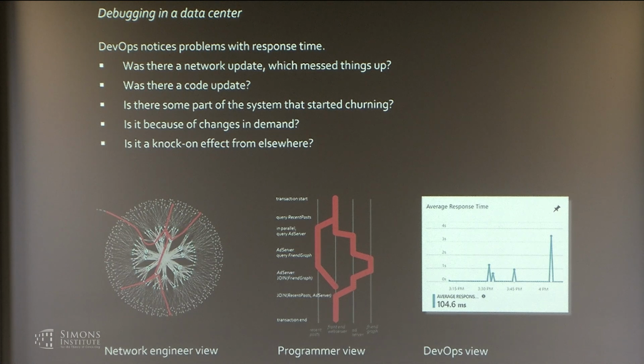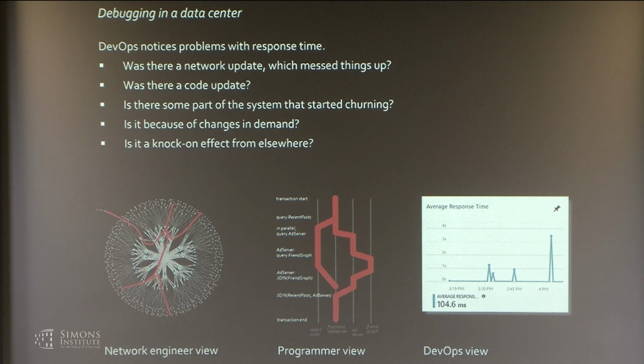Did the network engineers do something? Did they install a patch which changed the way the network behaves and changes everything? Did the programmers change their code? Did they push an update which changed the way it behaves, which causes everything to go wrong? Is there some part of the system which has entered a state of instability where the machine starts churning, it does a piece of work, it gets overruled, there's too much coming in, it never has time to finish a piece of work before it gets to request the next one?